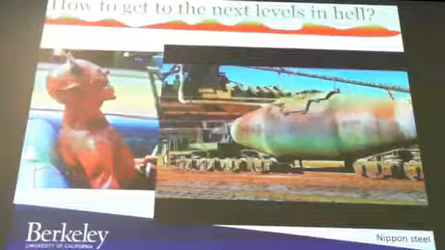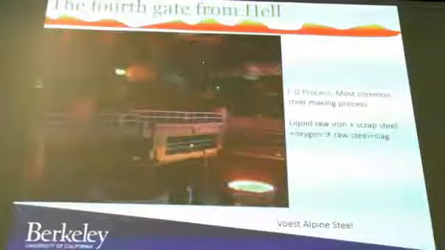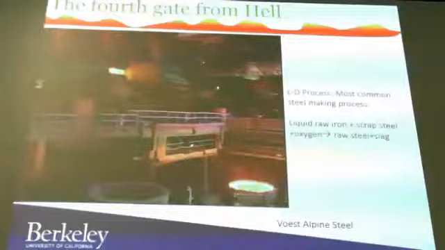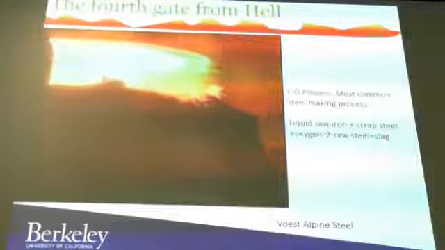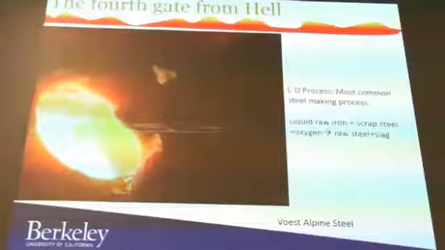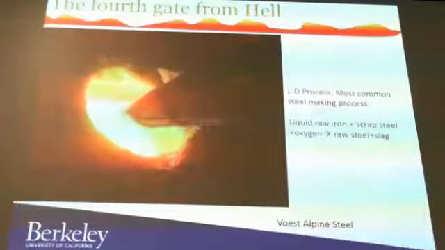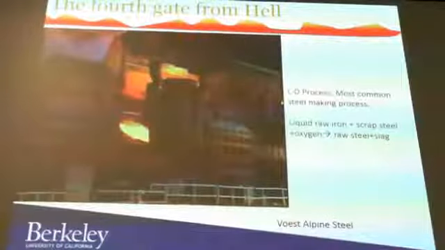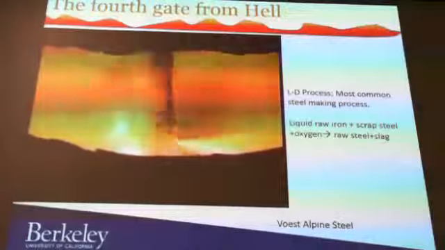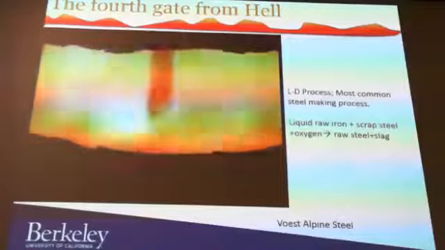Now, once it arrives, we open the next gate of hell, which is the LD process. LD stands for Linz-Donawitz process, where we take out the excess carbon from our phase diagram to refine it further to steel. Now, in order to do that, we put in our liquid raw iron, some scrap metal, as you can see, and eventually add some more oxygen, which produces raw steel plus some slag. Here you can see the oxygen blowing to make it real hot.